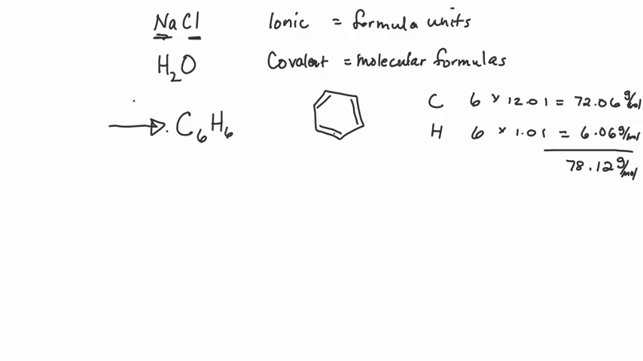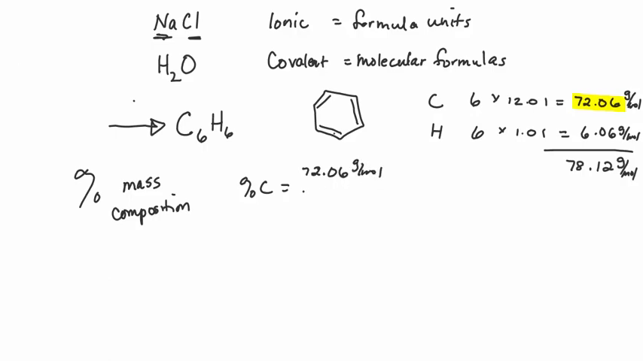Now we can describe benzene by describing its percent mass. This is actually called percent composition. In order to do that, we take the amount that each element is going to contribute. So here, if I'm looking at percent carbon, I take the amount that carbon contributes to the molar mass, which is the 72.06 that I just highlighted over there, and I divide it by the molar mass, so 78.12 grams per mole, and then I'm going to multiply that by 100. So plug that into the calculator. You should get something that rounds to 92.24%.